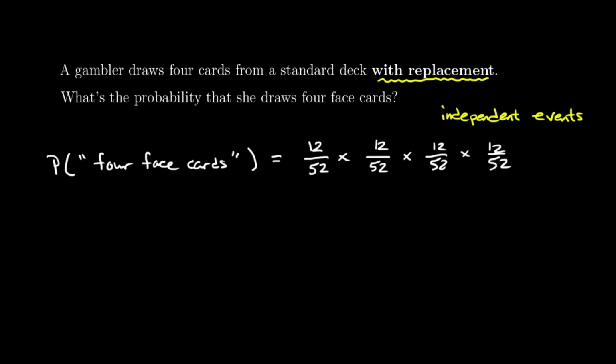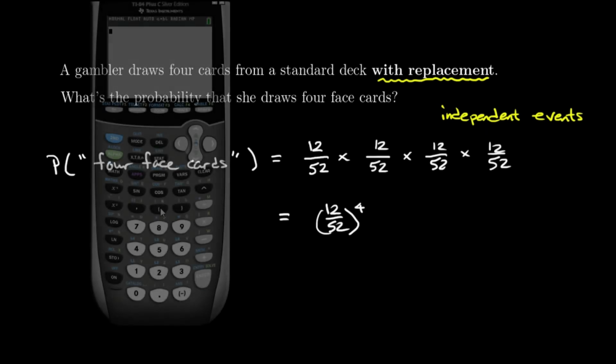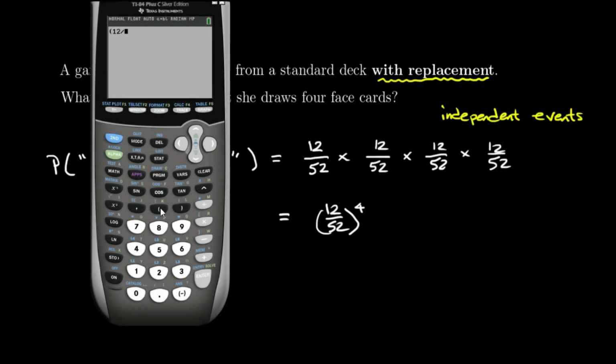Just ask yourself, what's the situation? Oh yes, all 52 cards are at my disposal, so my probability is staying the same each and every time. So of course, since we have independence here and our probability is the same 4 times in a row, we can just type this into our calculator and write that either as a fraction or a decimal or a percent. Okay, so let's type that into my graphing calculator here.